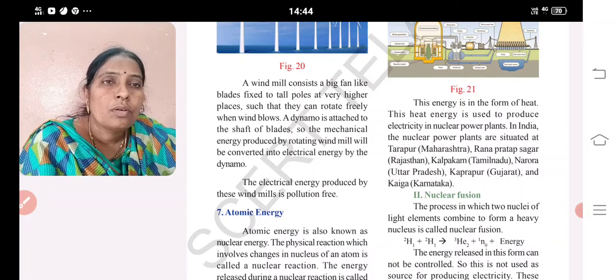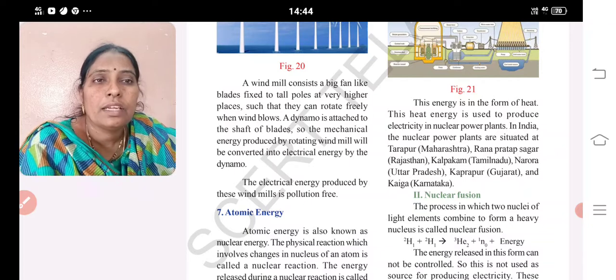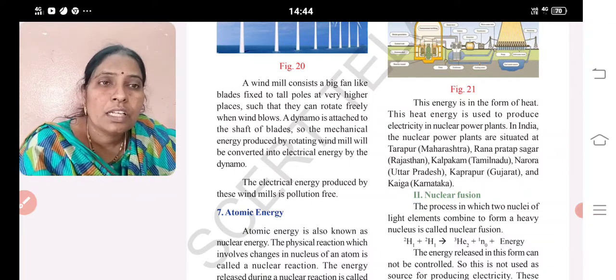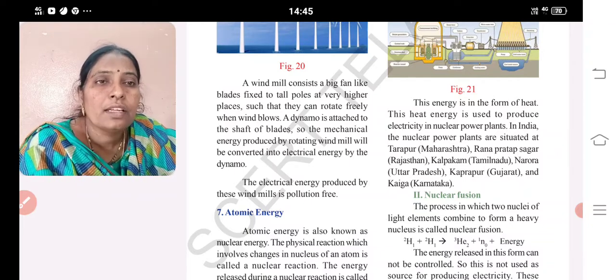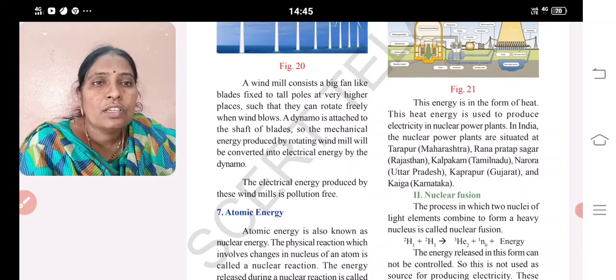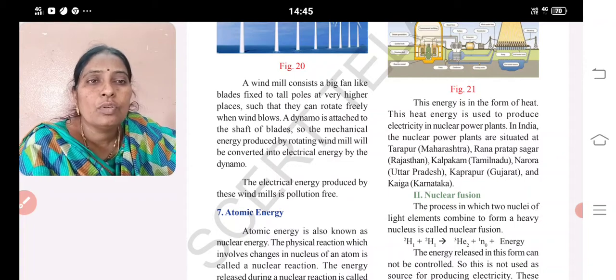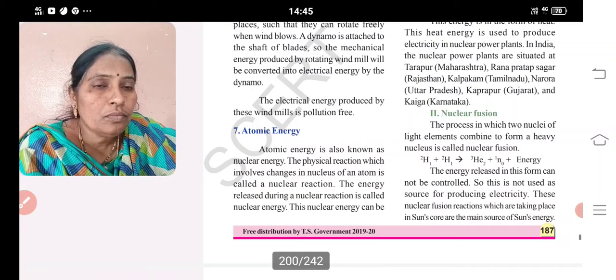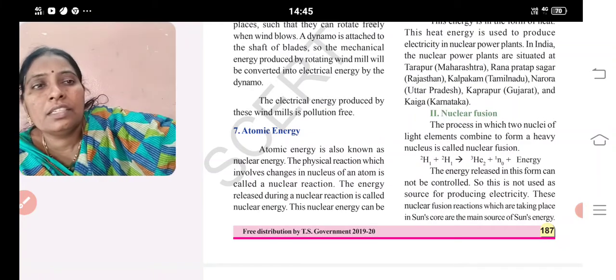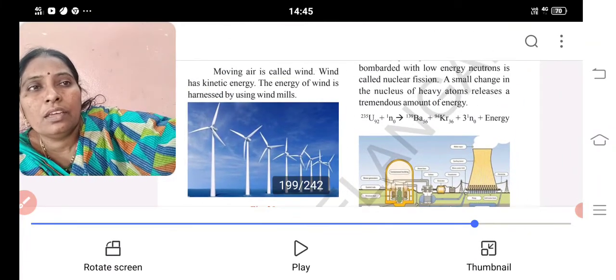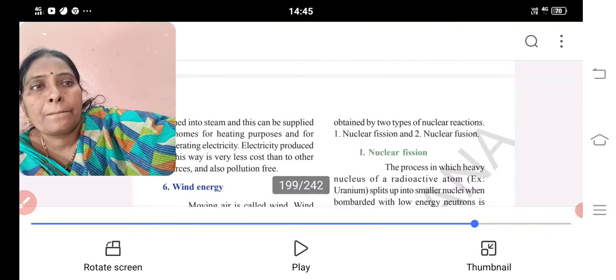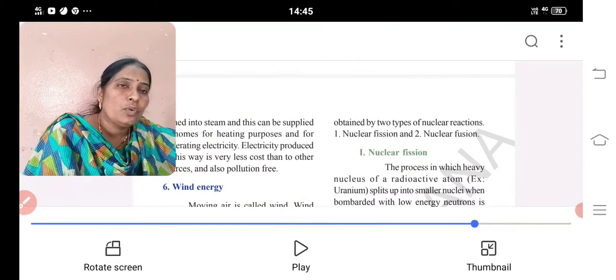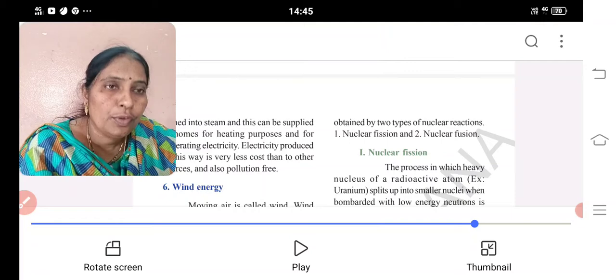Okay, now comes the next type of energy, atomic energy. Atomic energy is also known as nuclear energy. The physical reaction which involves changes in the nucleus of an atom is called a nuclear reaction. The energy released during the nuclear reaction is called nuclear energy. And nuclear energy can be obtained in two ways, nuclear fusion and nuclear fission.